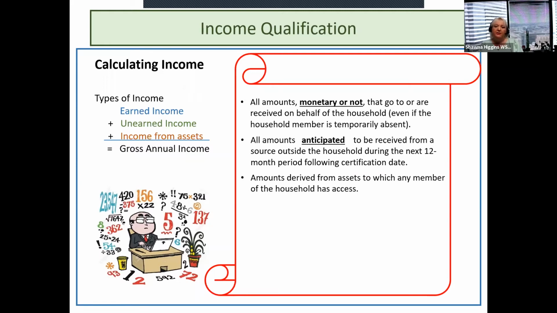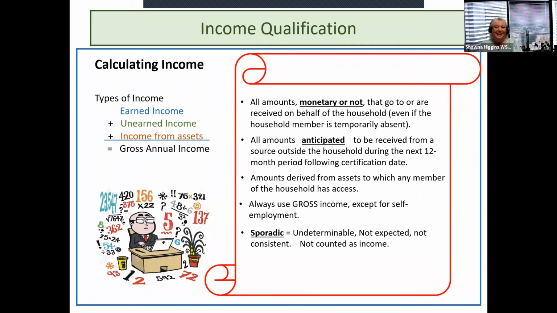So amounts derived from assets to which any member of the household has access. So for instance, your savings account, your checking account, things like that, that you have full access of. And then you're always going to use the gross income except for when you're counting self-employment. We are going to go into detail on a lot of these, so please stay tuned.